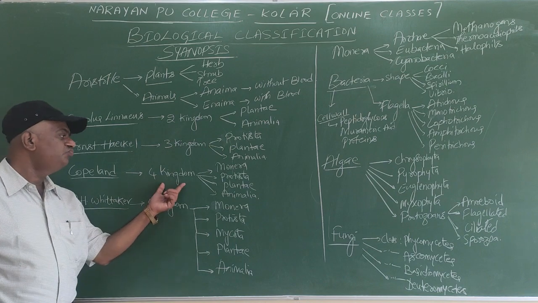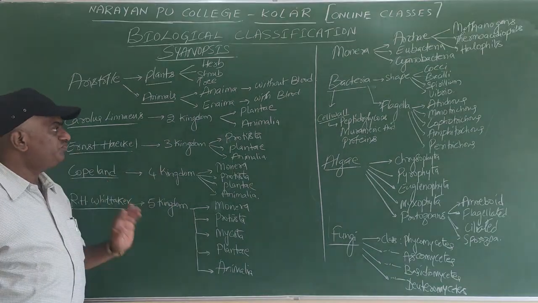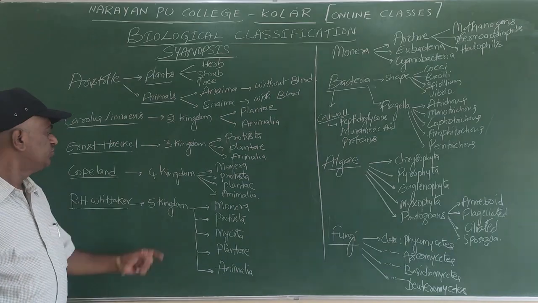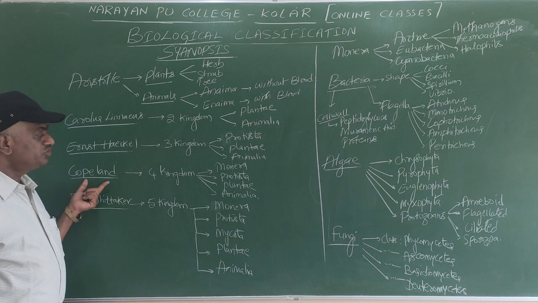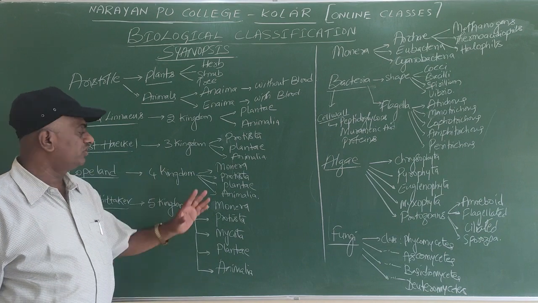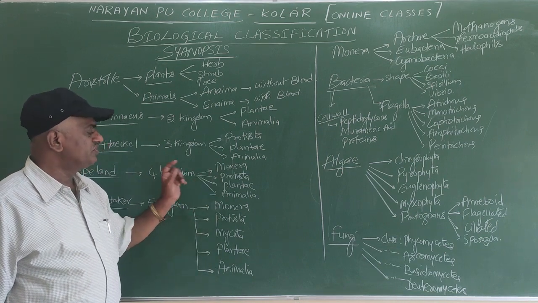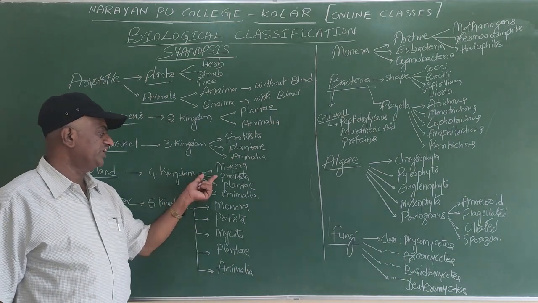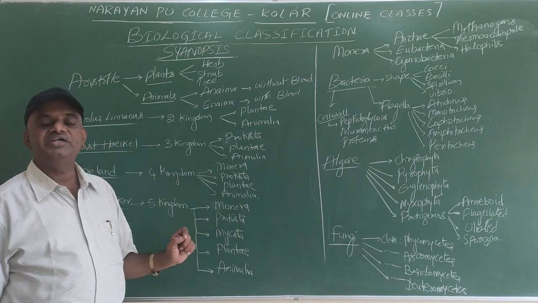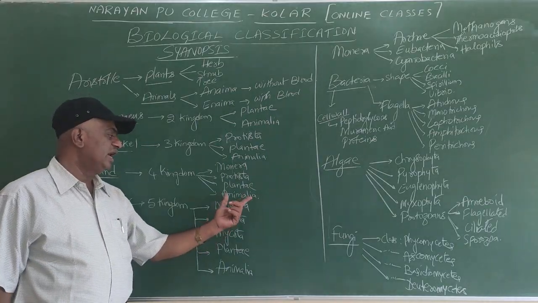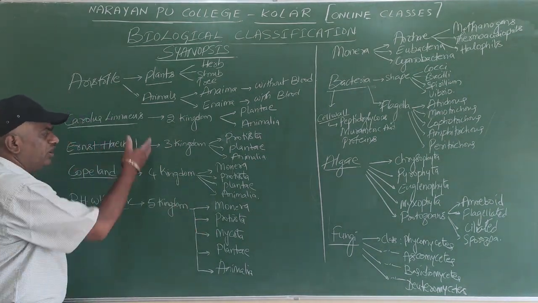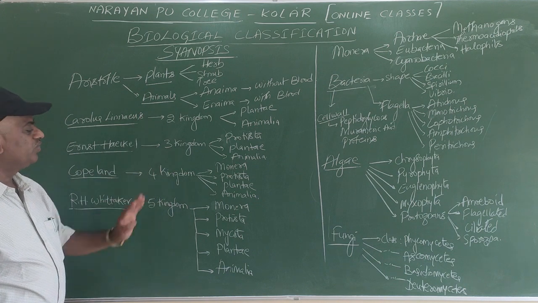Now we go for four-kingdom classification. This was proposed by Copeland. This person classified all the living organisms into four kingdoms. The first one is kingdom Monera, the second one is kingdom Protista, and the third one is kingdom Plantae. Plantae is also called Metaphyta. Animalia is also called Metazoa. Now, in all this, one or the other was being left out.